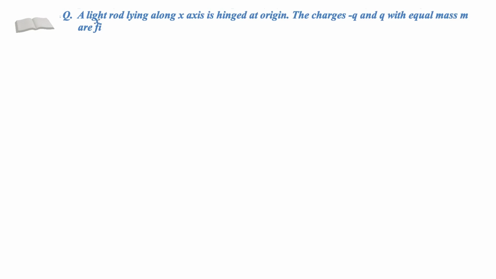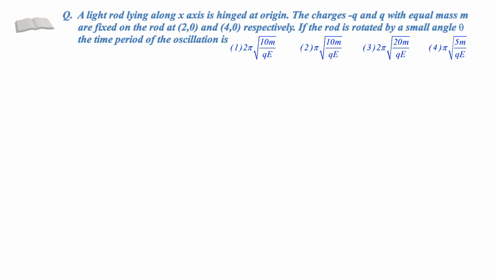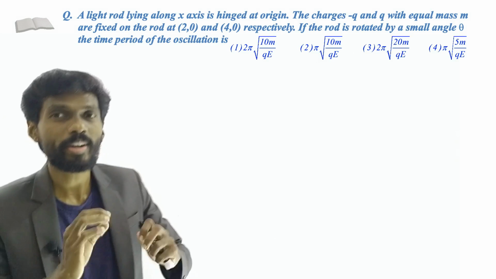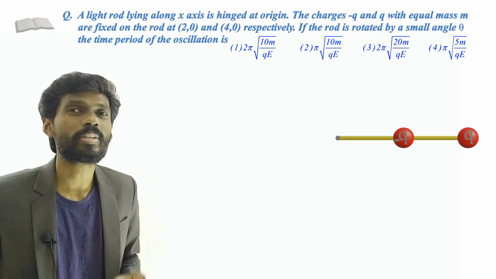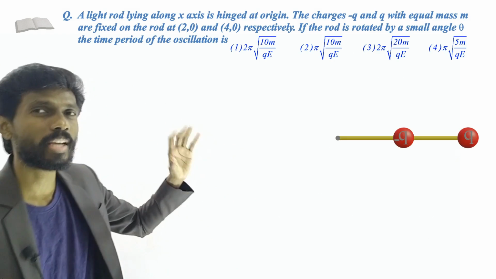A light rod lying along the x-axis is hinged at the origin. The charges minus q and q with equal mass m are fixed on the rod at (2, 0) and (4, 0) respectively. If the rod is rotated by a small angle theta, the time period of the oscillation is? So there is a rod here hinged at one end, and also there are charges q and minus q fixed on this rod at some distance, 2 units and 4 units.